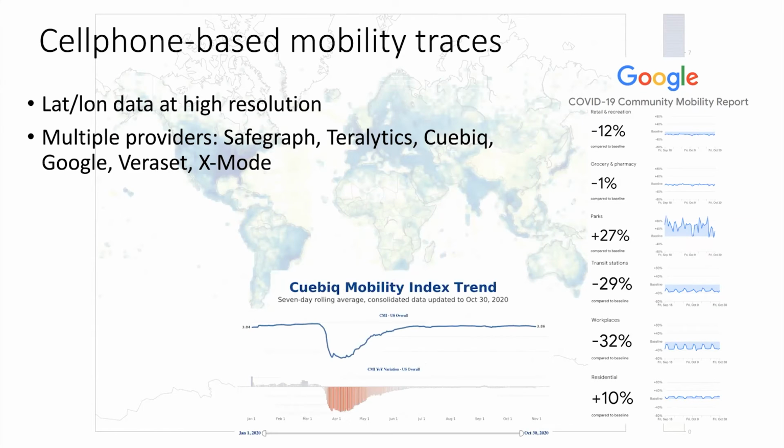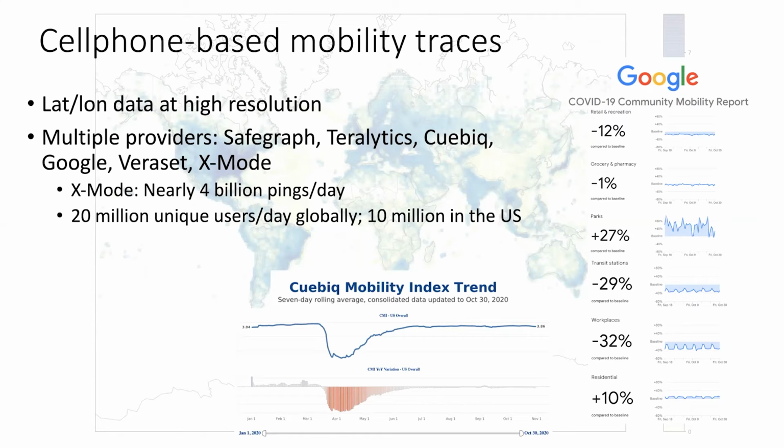Right? Then there was Cubic, which is a company that does this kind of mobility tracking, and they release quite a bit of data free to researchers, and they produce their mobility index trends. The particular mobility data I'm going to talk about today is from a company called Xmode. And from Xmode, we got a fairly large data set. It's about 4 billion pings, or individual records, per day that come from about 20 million unique users per day globally. About half of those are in the US. And it's about 1.2 terabytes of data per day. So it takes some doing to even work with it. That was a learning experience for us.